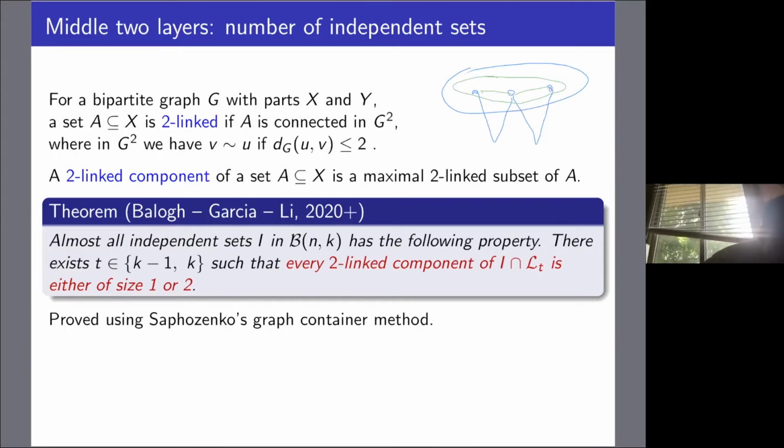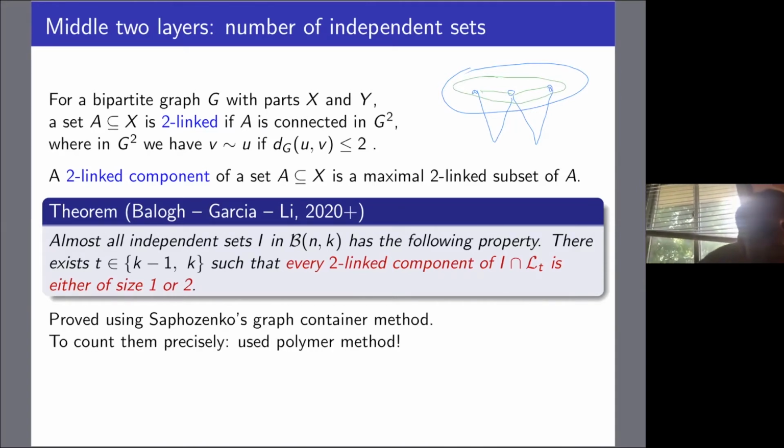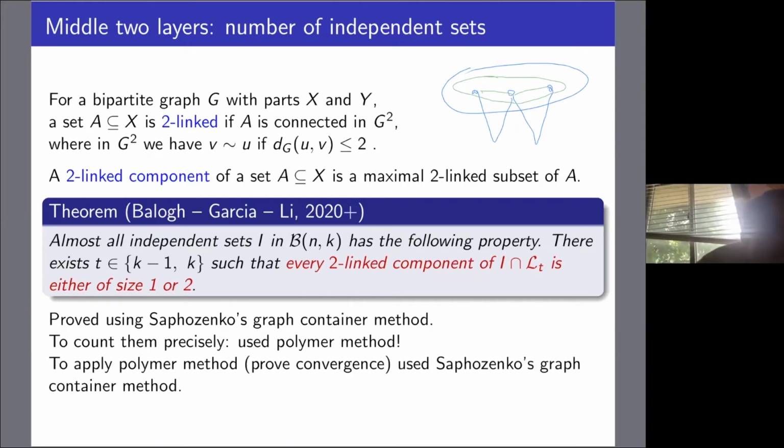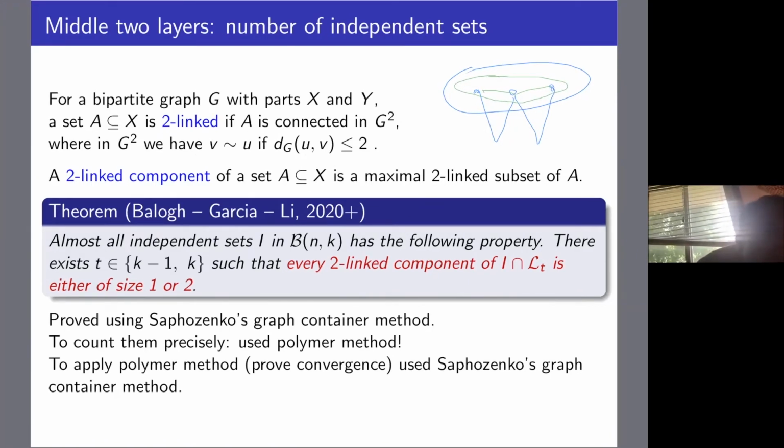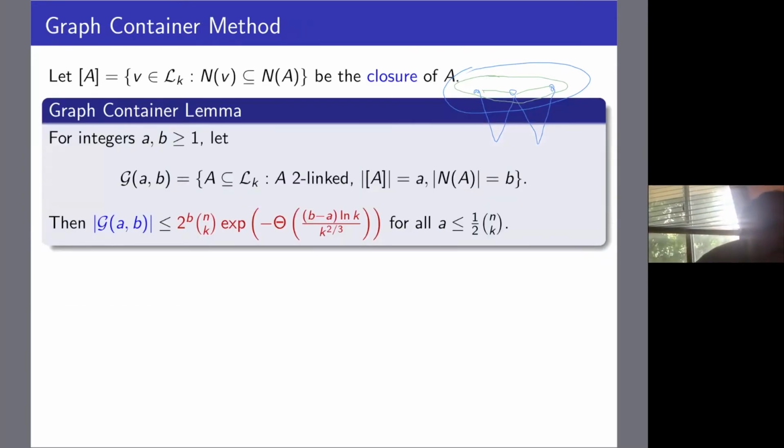And as I mentioned, we ran into trouble giving a formula for this, and we had to use this polymer method, which was nicely written down in the Jenssen and Perkins paper. And it's kind of a fun fact that to apply the polymer method, we have to check some convergence, and to prove convergence, one has to use the graph container method that we use to prove this theorem. So things are really connected to each other. In the next 2 slides, I try to explain this method.